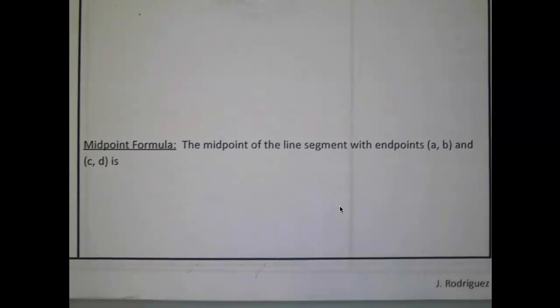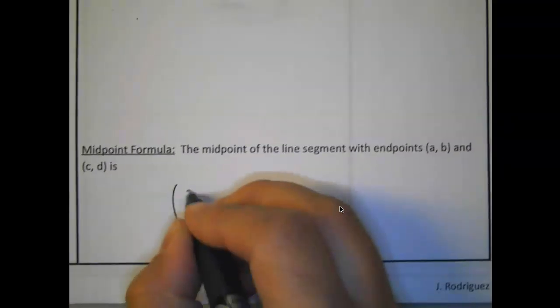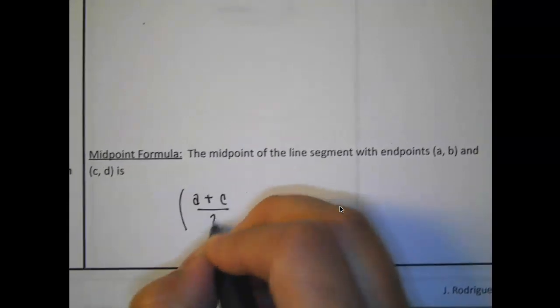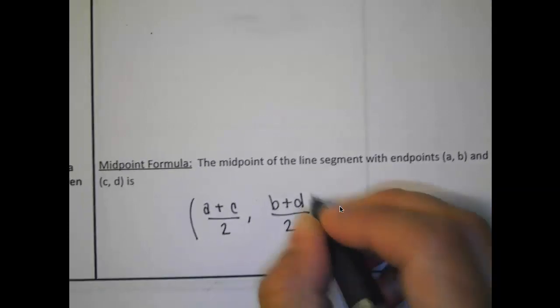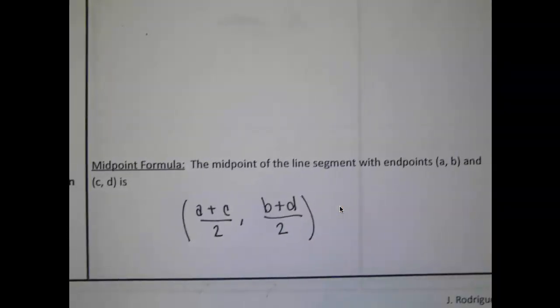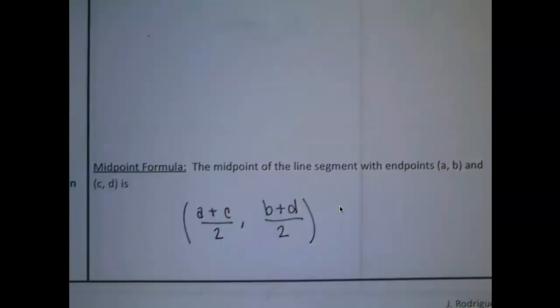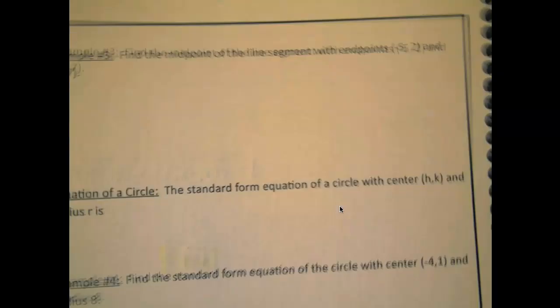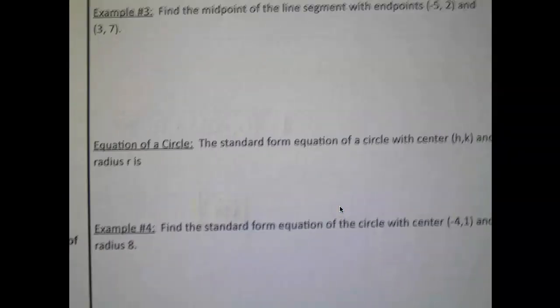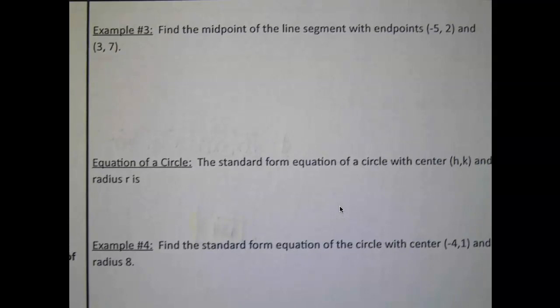Okay, let's move on to the midpoint formula. The midpoint of the line segment with endpoints (a, b) and (c, d) is basically the average of the x's and the average of the y's. So, with that in mind, please give me the midpoint of this line segment, and let's do, why don't you give me your answer in decimal form?